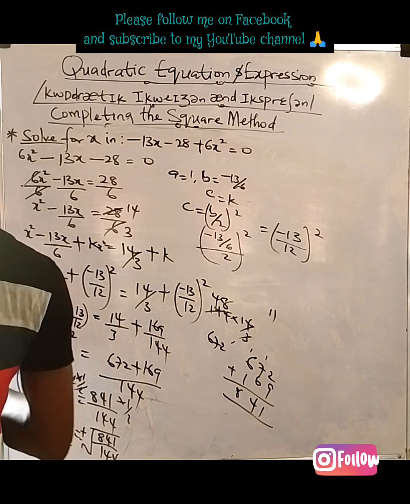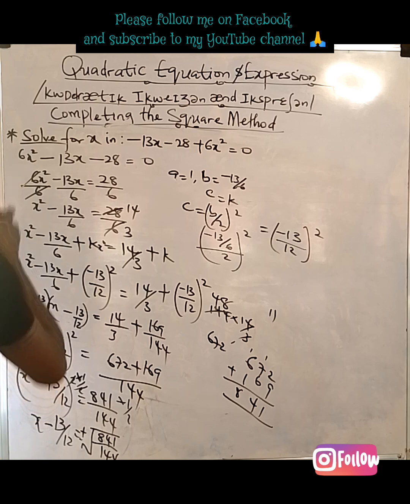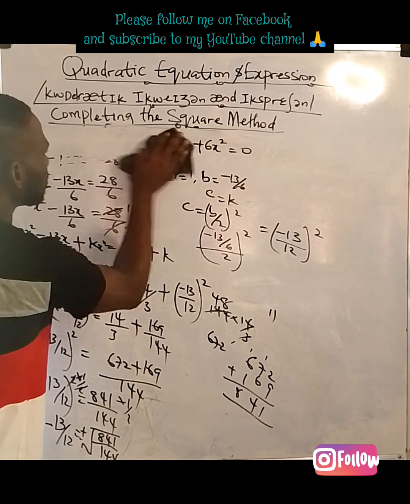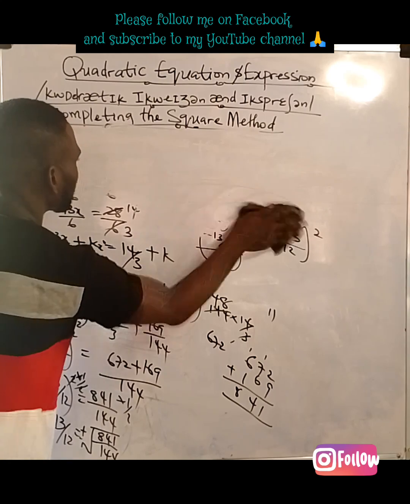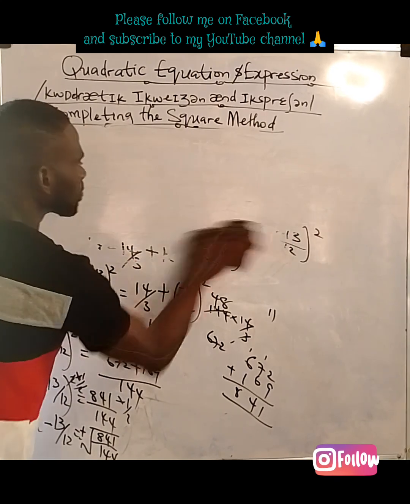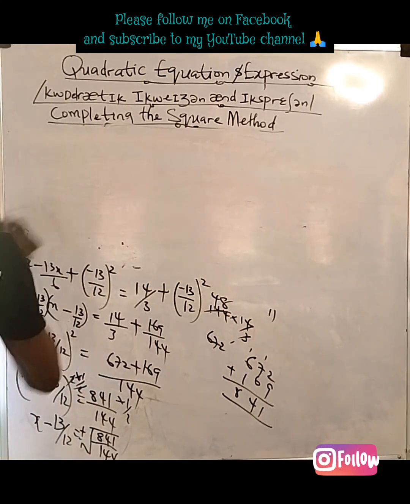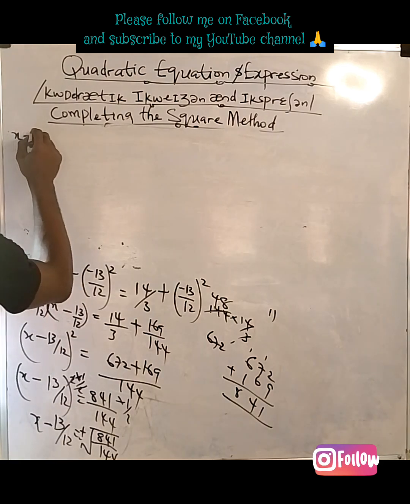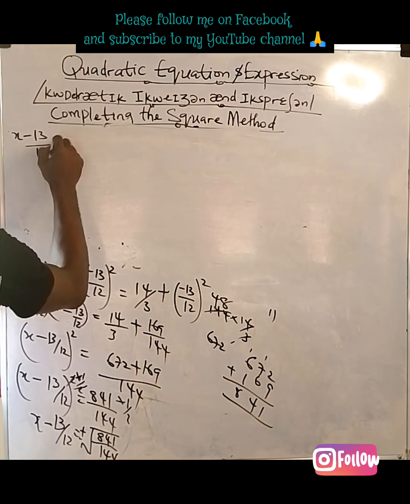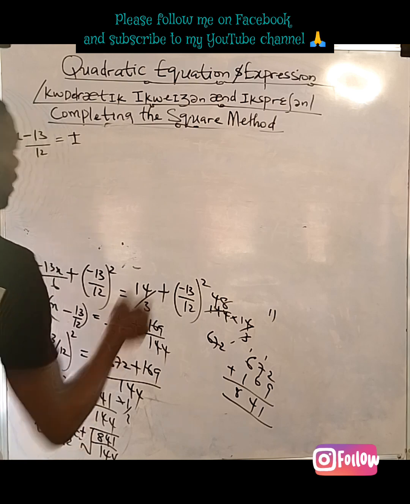So we are almost home. We're very close to getting the values of x. Just very close. So what do we do next? The next thing we do is send this up: x minus 13 over 12 equals plus or minus the square root of 841 over the square root of 144.